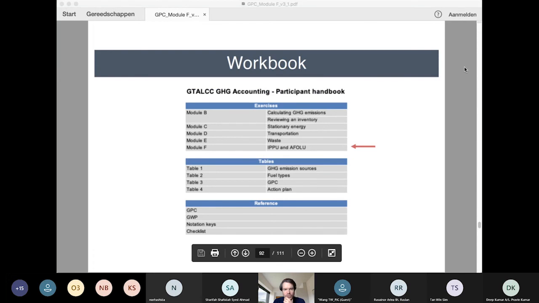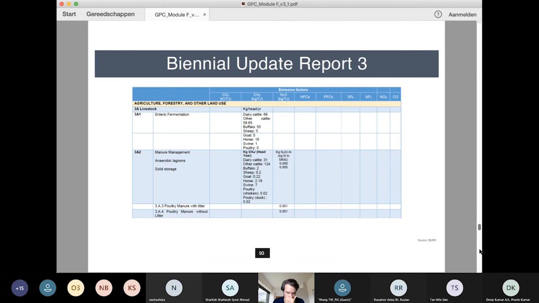So again, we're moving into module F in the workbook, the second table, as I mentioned. We're going to use the BER 3 report. This is BER 3, and it gives us the emission factors per head per year, in terms of kilograms of methane per head per year and kilograms of N2O per head per year. We have emission factors in the white row for enteric fermentation, and in the blue row for manure management.